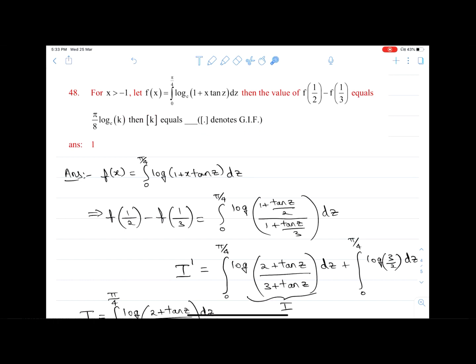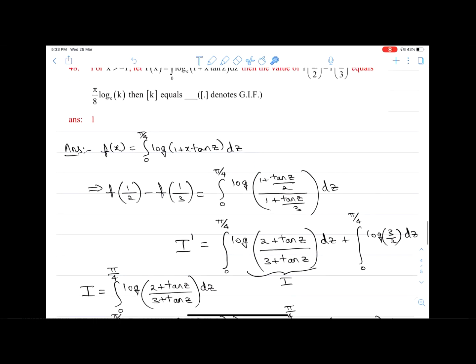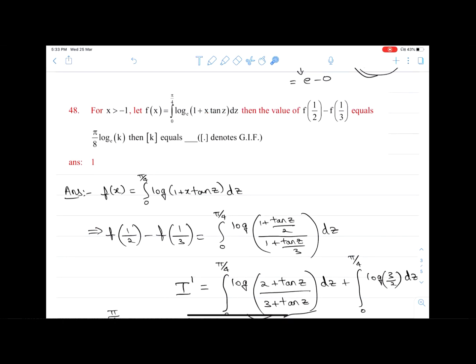So again, you just try to use this part. You don't go for simply solving this one, because if you use a plus b minus x, I don't think it can be reduced. We'll just try to use this part. F of x, he gave it as integral 0 to pi by 4 log of 1 plus x tan z dz. F of 1 by 2 minus f of 1 by 3: substitute x equals half and x equals 1 by 3 here.